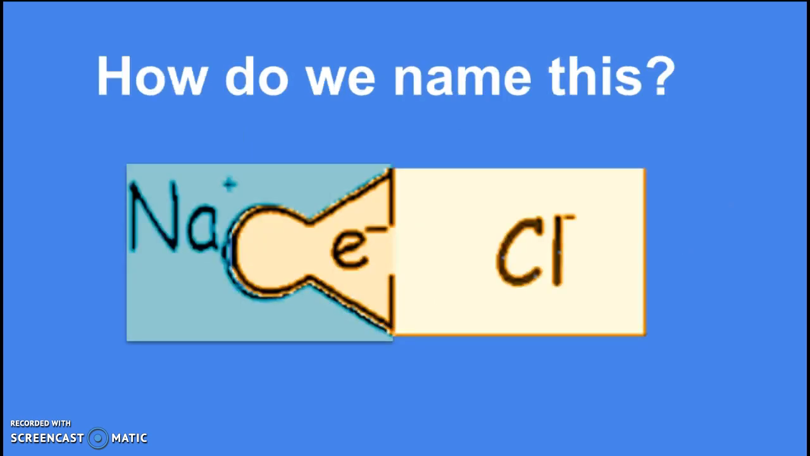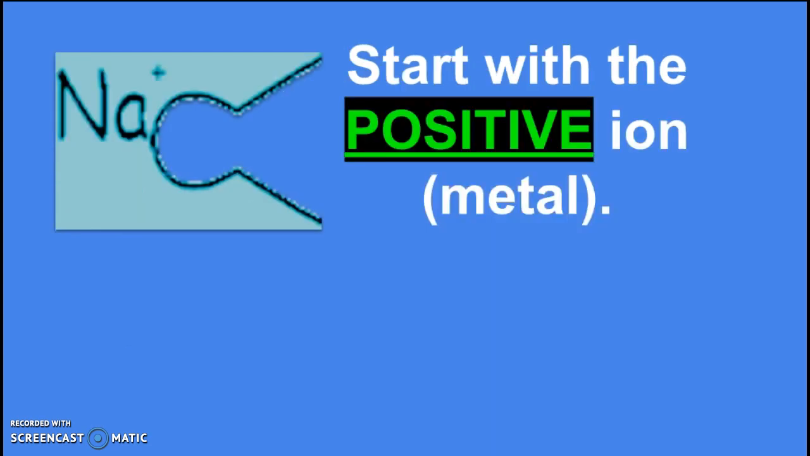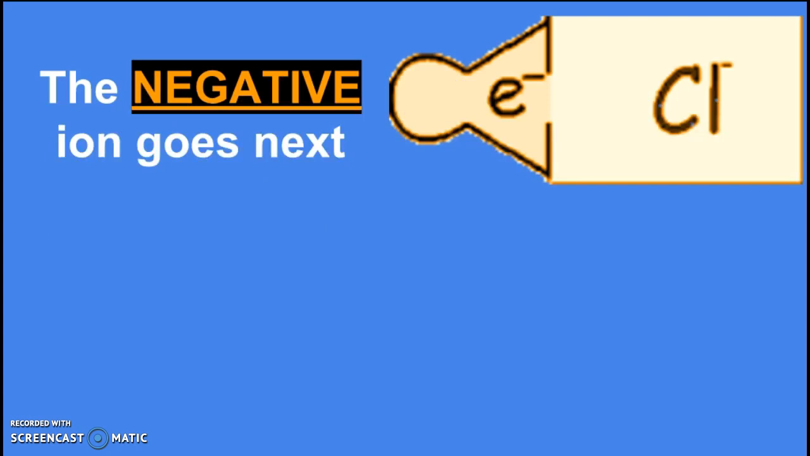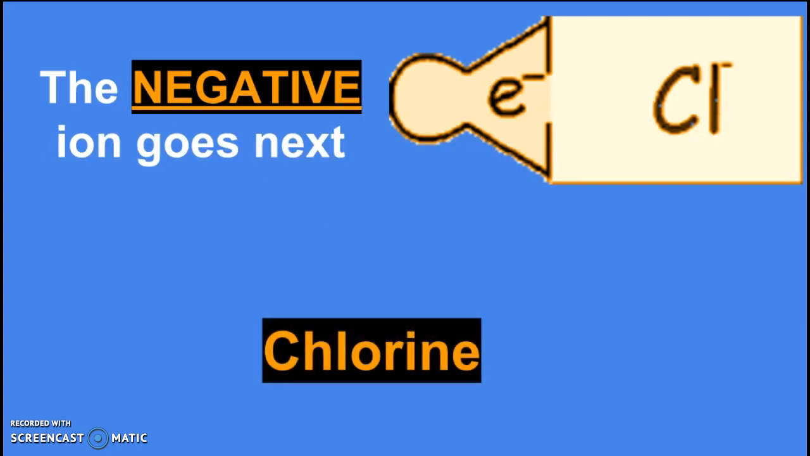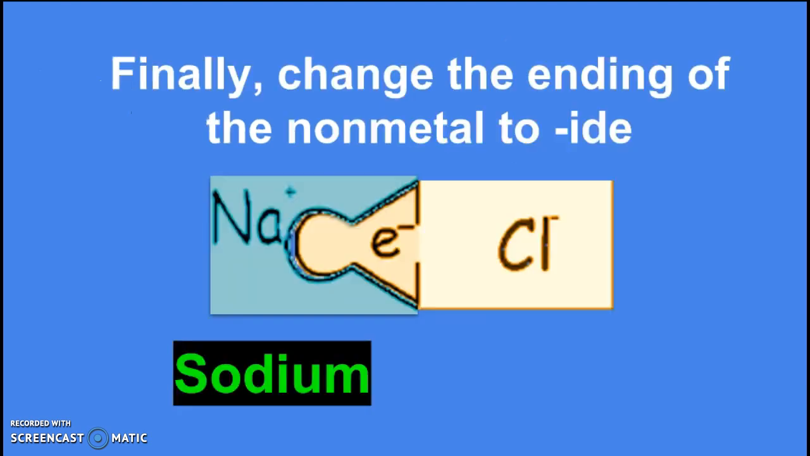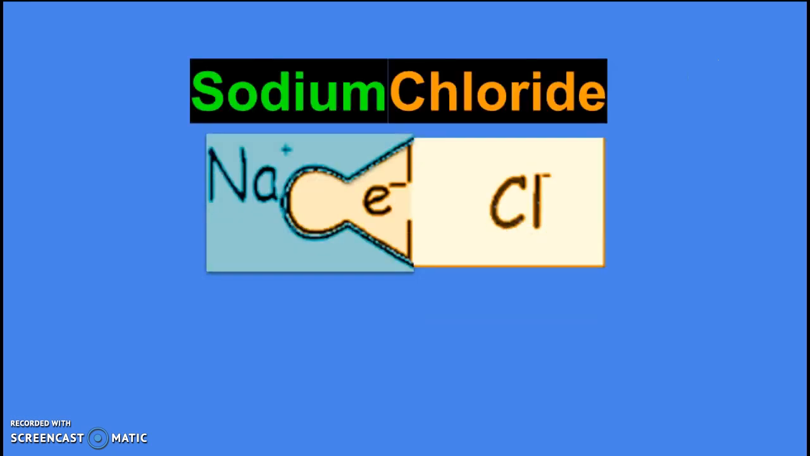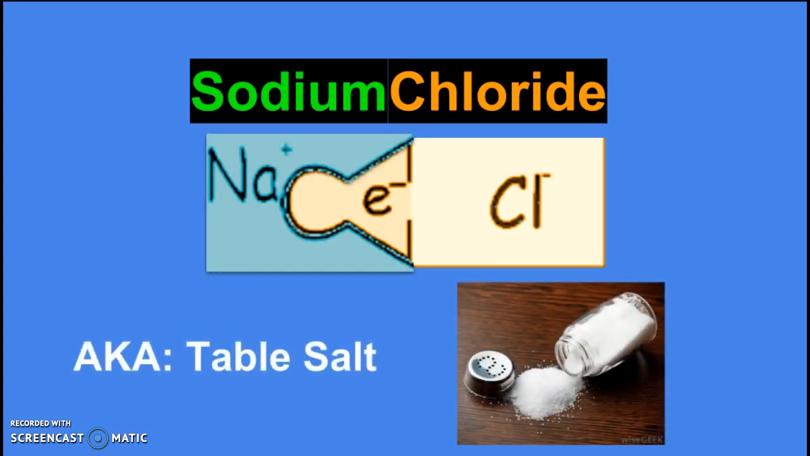So then how would we go about naming this and other ionic compounds? We're going to start with the positive ion, the metal. So sodium, we use its full name, sodium. Then the negative ion is going to go next, the chlorine. Now we do a little tweak to that negative ion. We're going to change the ending of the nonmetal ion to "ide." So instead of being chlorine, it would be chloride, or fluorine would be fluoride, or oxygen would be oxide. So the name of this ionic compound would be sodium chloride, which is also known as table salt.